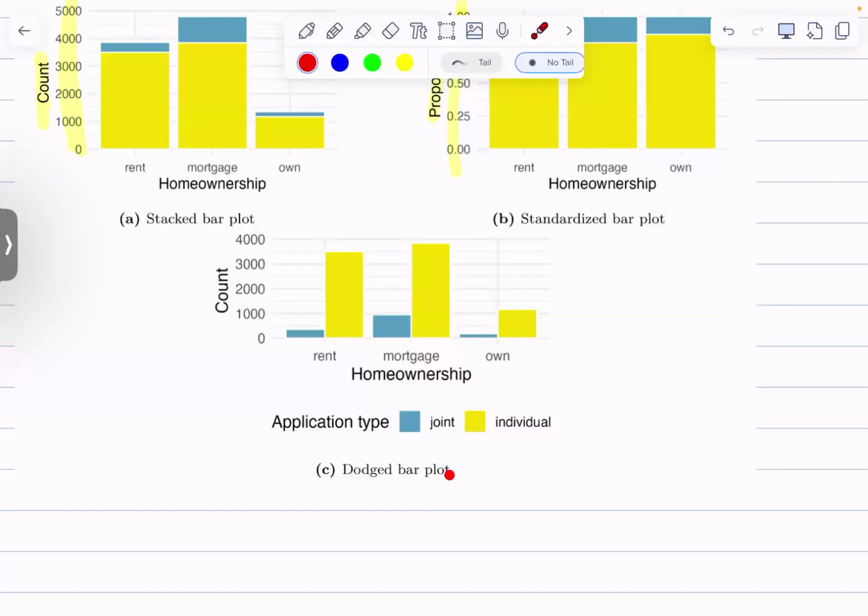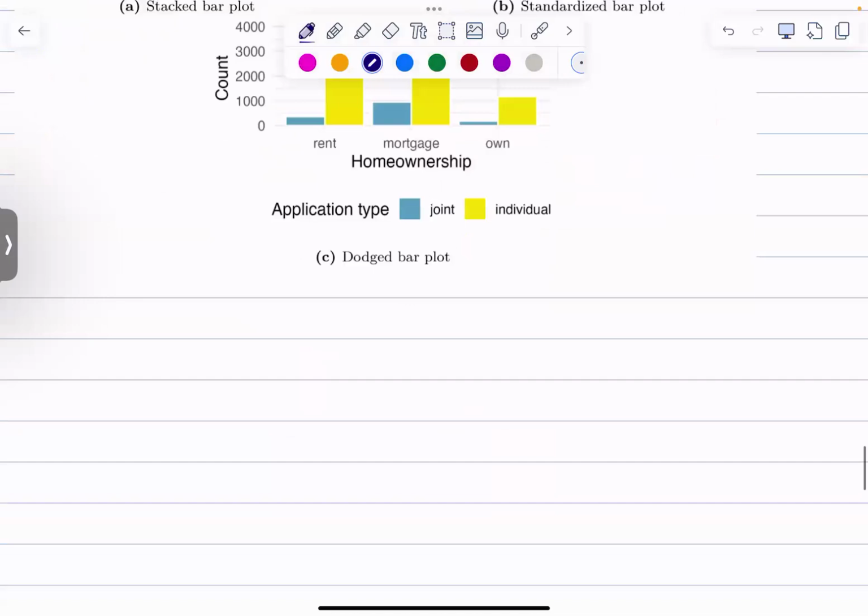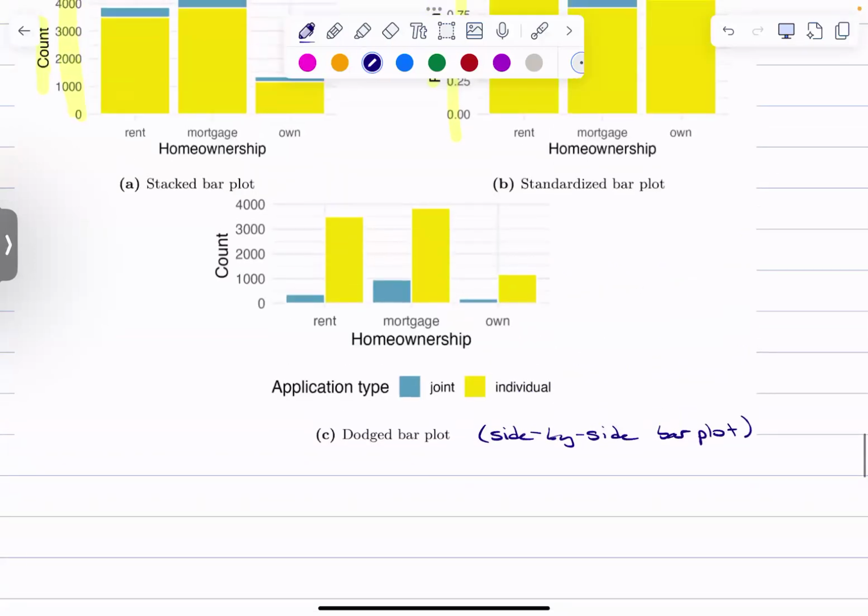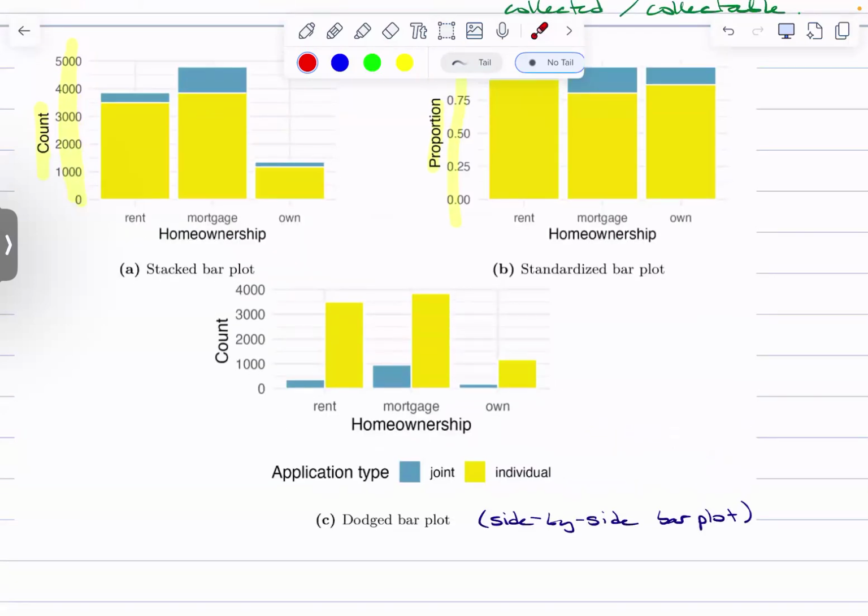They call it a dodged bar plot. I would probably call it a side-by-side bar plot, bar chart or whatever. I'm also kind of wishy-washy on if it's one word or two words. They do too, but you can do one. Okay. And so different terms, but Excel would let you play around with each of these. And I don't know, it's not my job to tell you which one of these is best.